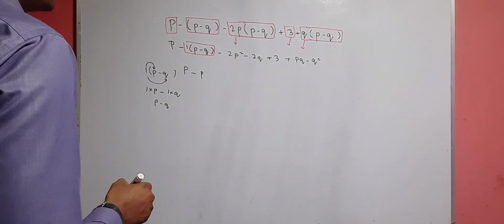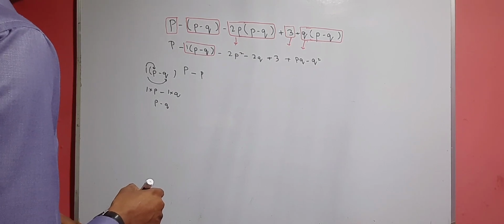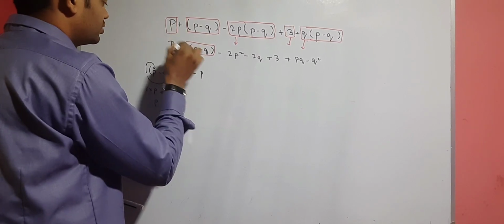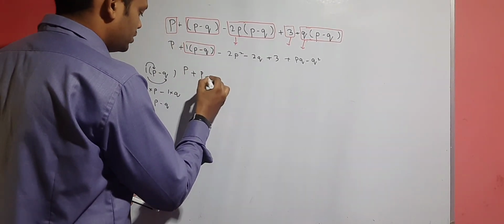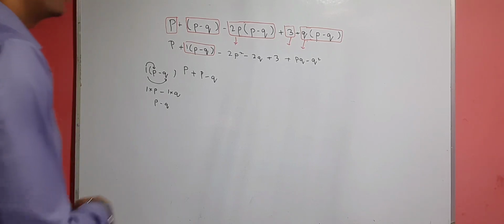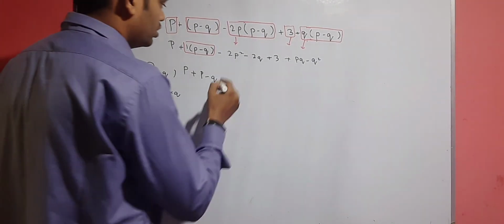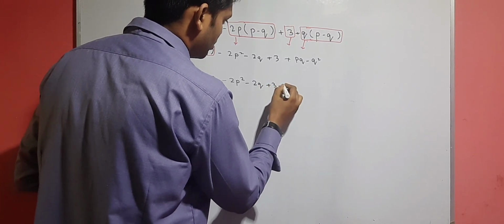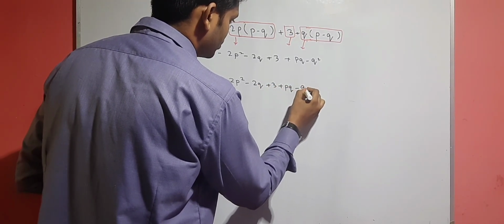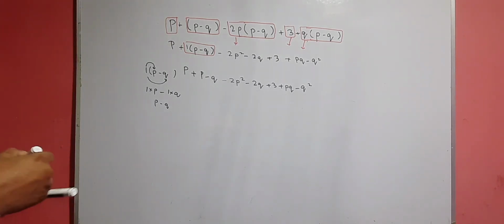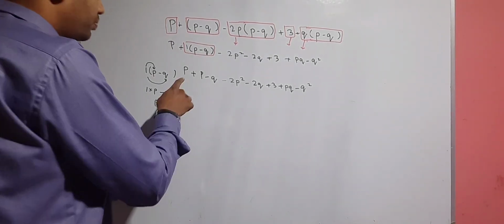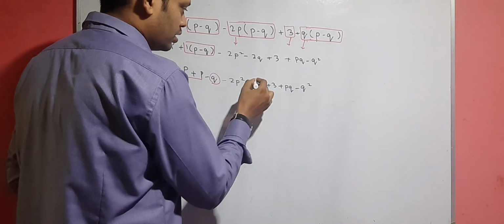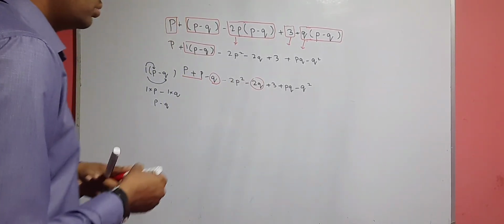p minus q, p minus q. Do one thing, change the sign of this one to plus. So p minus q. Now minus 2p square minus 2q plus 3 plus pq minus q square. Clear? Anywhere you have like terms, these two are like terms, and here q is there, and here also q is there, that much only.